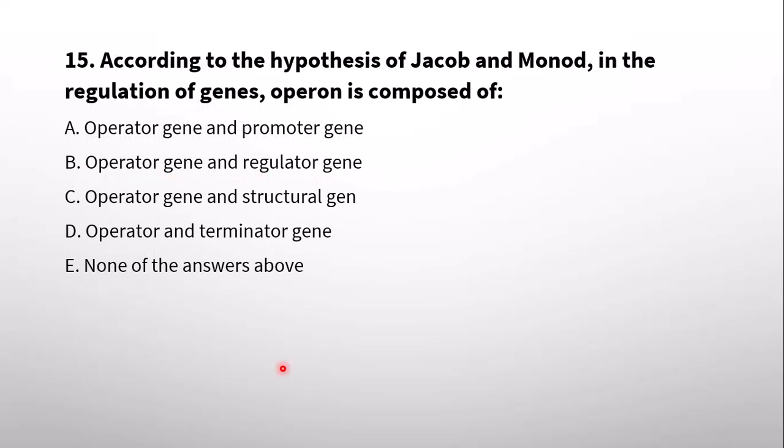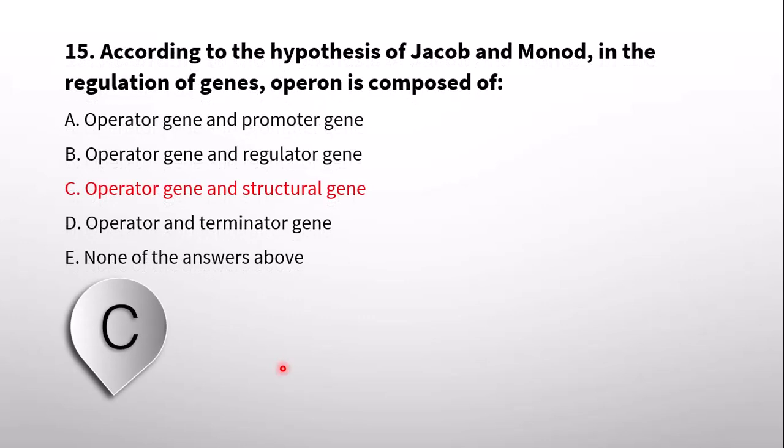Number 15, according to the hypothesis of Jacob and Monod, in the regulation of genes, the operon is composed of, go with C, operator and structural gene.